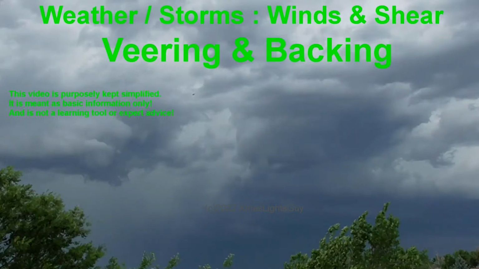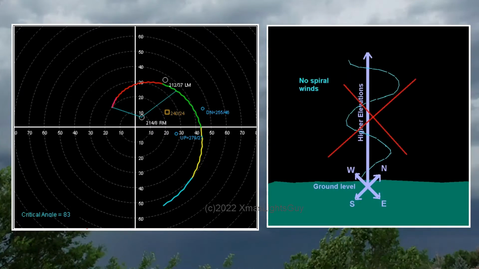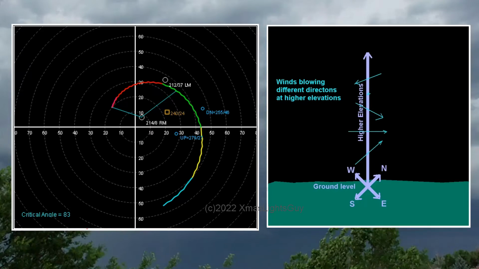This video was purposely kept simplified. It is meant as basic information only, not a learning tool or expert advice. It will be assumed that you know the very basics of looking at a sounding. For example, if you have a curve like this in the photograph, it of course does not mean winds curve into a spiral as you go up in elevation, but rather they are blowing in different directions.